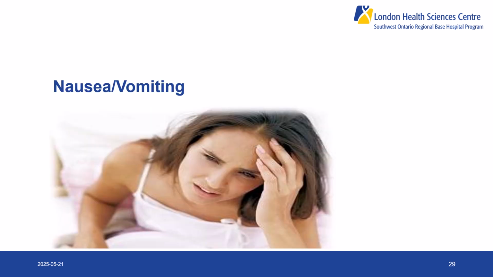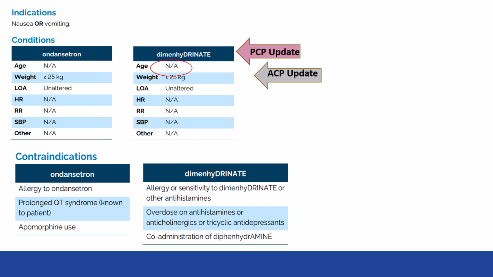Lastly, we will take a look at the nausea and vomiting medical directive and the changes seen here. There is the possibility of misinterpretation, so we will take a focused look on those changes. Starting with dimenhydrinate, the age parameter of less than 65 has been removed and reads NA. We will discuss this further on the next slides. There have been no changes to contraindications for dimenhydrinate.